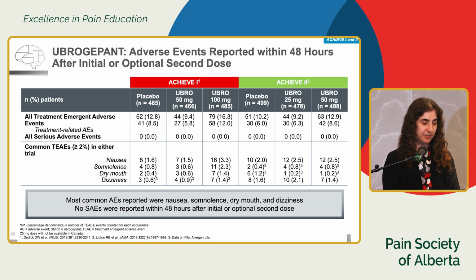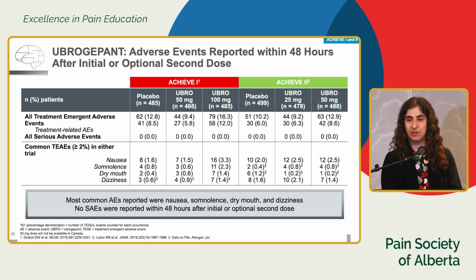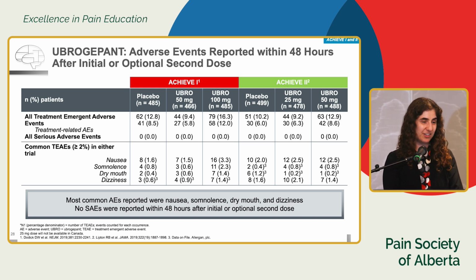Going on to ubrogepant in terms of adverse events, so generally quite well tolerated. So these were the adverse events reported by patients within 48 hours of either their initial or second dose in the pivotal clinical trials. So nausea, somnolence, dry mouth, and dizziness really were the main ones that came out as being significant, but even not really that much more compared to placebo, to be honest. And some of this can be associated with migraine, so it's hard to know how much of that is actually migraine versus medication side effect, but generally quite well tolerated.